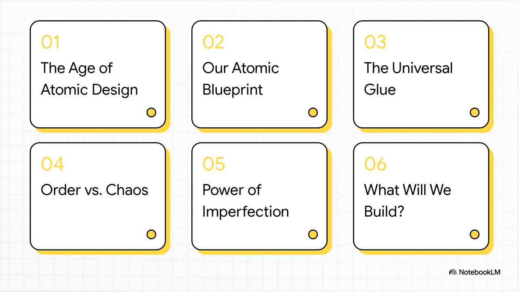Here's the game plan. We're going to start with the blueprint, the atoms themselves. Then we'll look at the universal glue that sticks them together. After that, we'll dive into architecture, the battle between order and chaos. Then we'll uncover the surprisingly powerful role of imperfection. And finally, we'll look at the incredible things we can now build. Ready? Let's get into it.